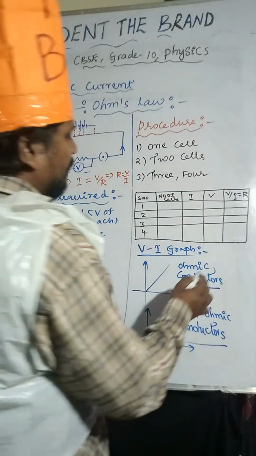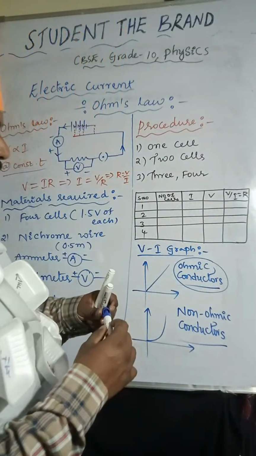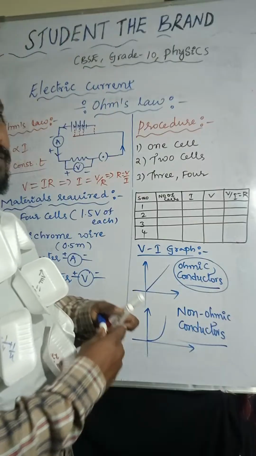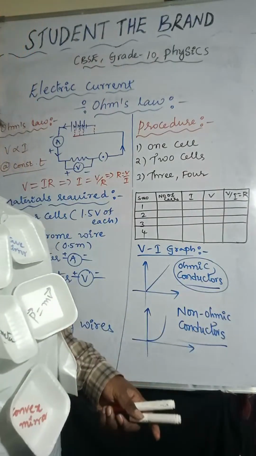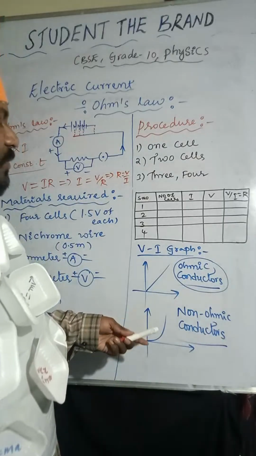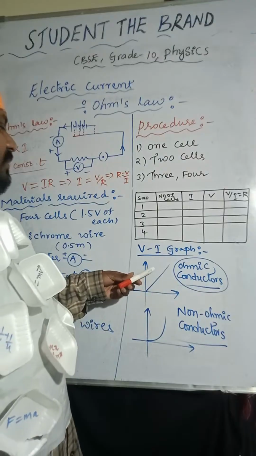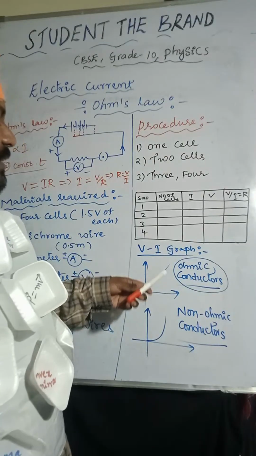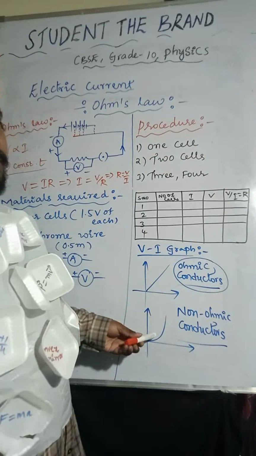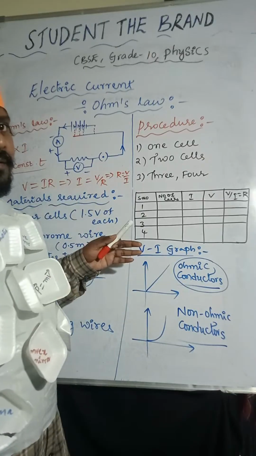So what do you mean by ohmic conductors? Ohmic conductors are the conductors which obey Ohm's law. Those are called ohmic conductors. The conductors which do not obey Ohm's law are called non-ohmic conductors. So this is the graph.